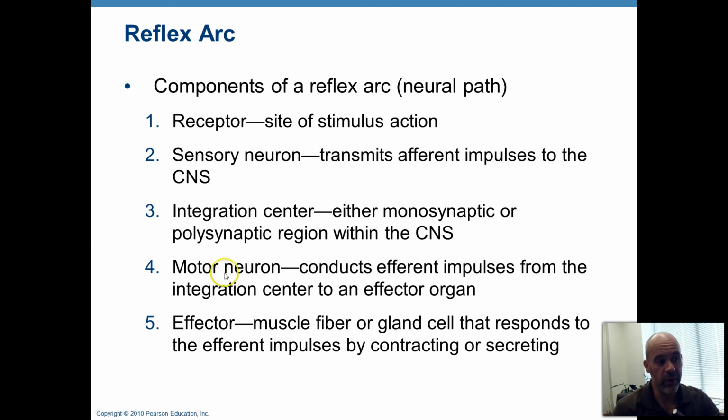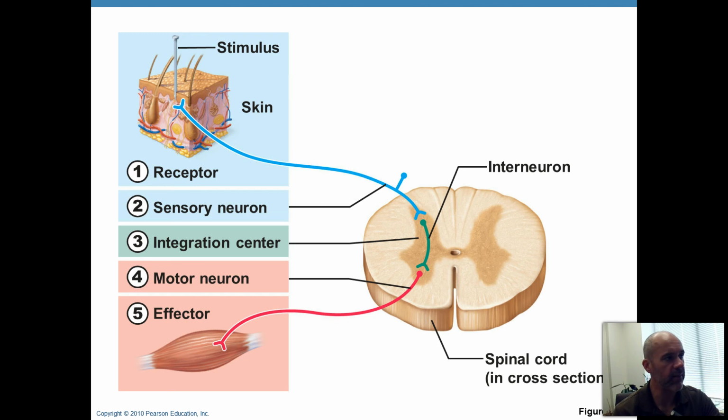Then finally, you've got your motor neuron, which is going to send out the efferent impulses, action potentials, to some sort of effector organ. Okay, so the effector may be a muscle fiber or a gland cell. If it's somatic, then it's going to be a skeletal muscle fiber. Skeletal muscle is going to contract, if that's the decision we're making. Or if it's a visceral effector, it may be smooth muscle within the walls of some organ, or a gland cell that's going to respond to this. It's going to have to make the effect happen.